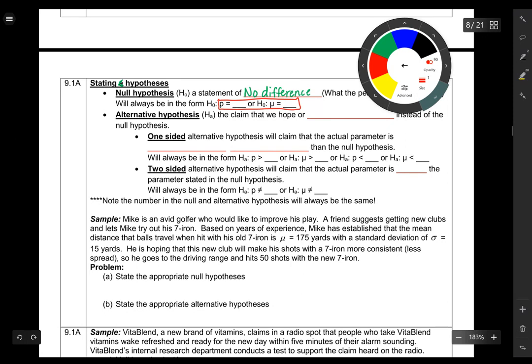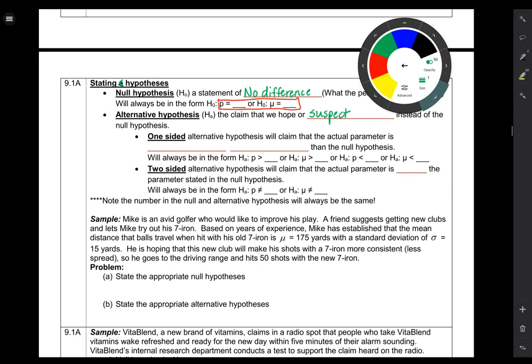The second hypothesis is known as the alternative hypothesis, and it's H sub A or HA, the claim that we hope or suspect is true instead of the null hypothesis. Alternative hypotheses can be one-sided or two-sided. When it's one-sided, the alternative hypothesis will claim that the actual parameter is either less than or greater than the null hypothesis.